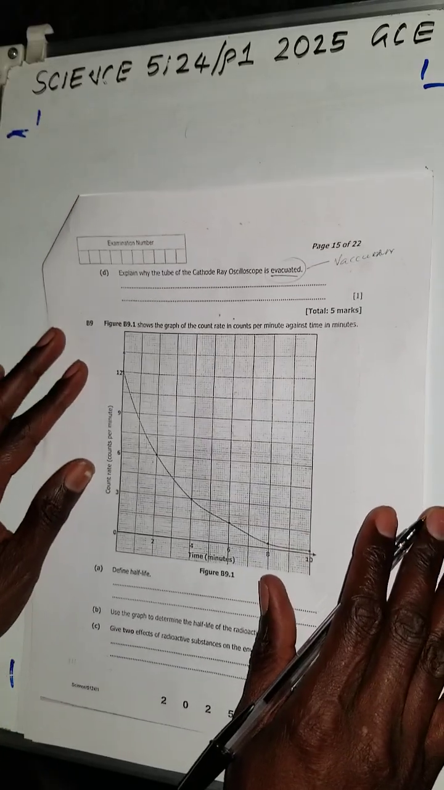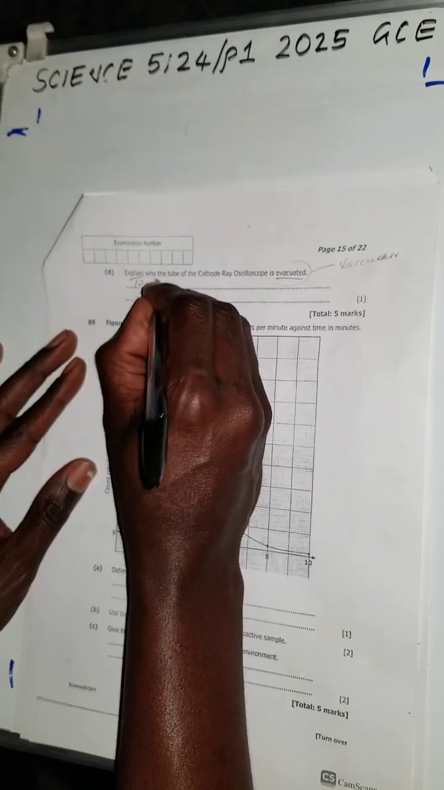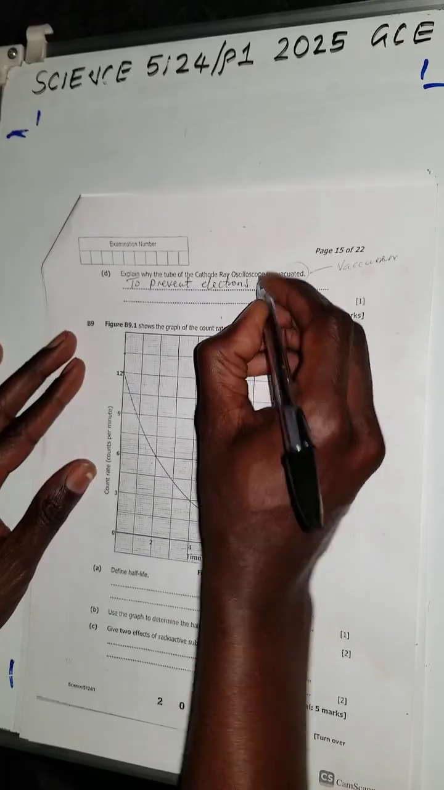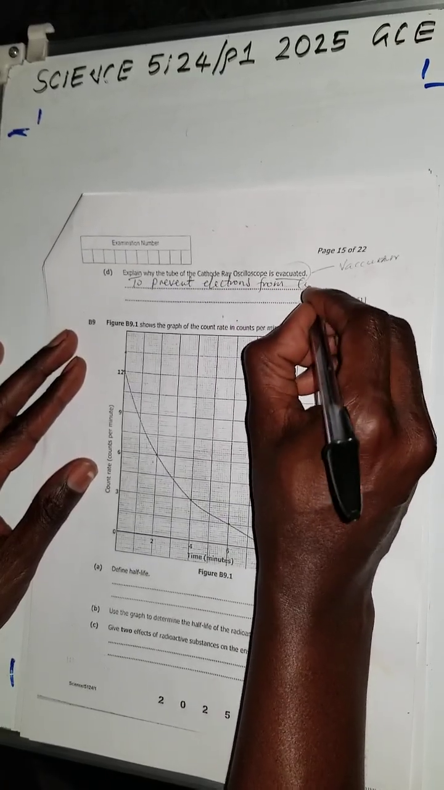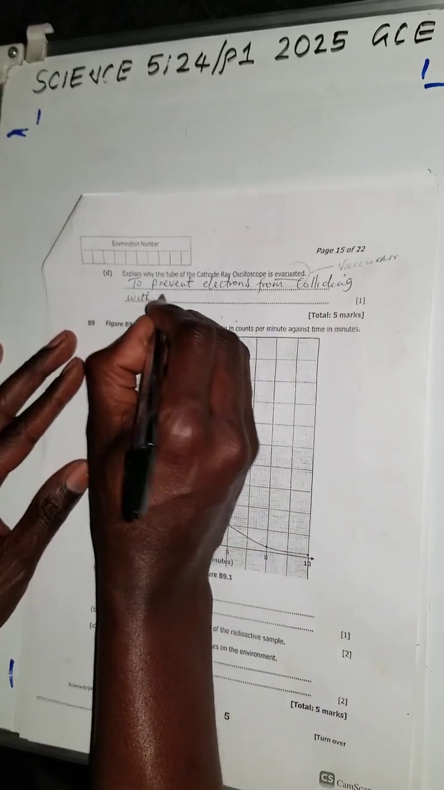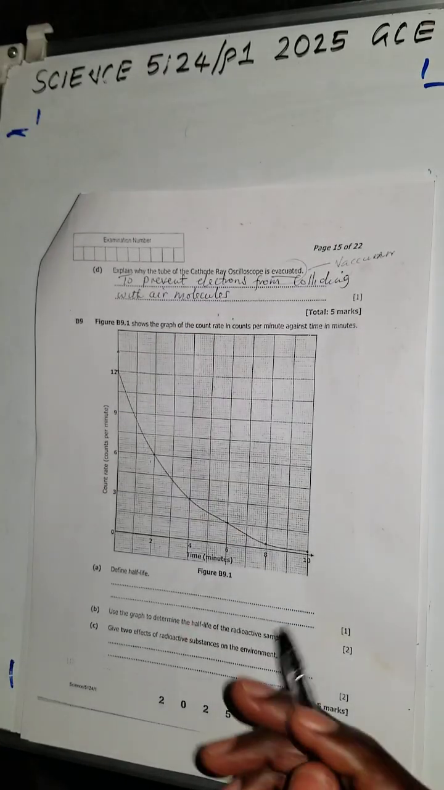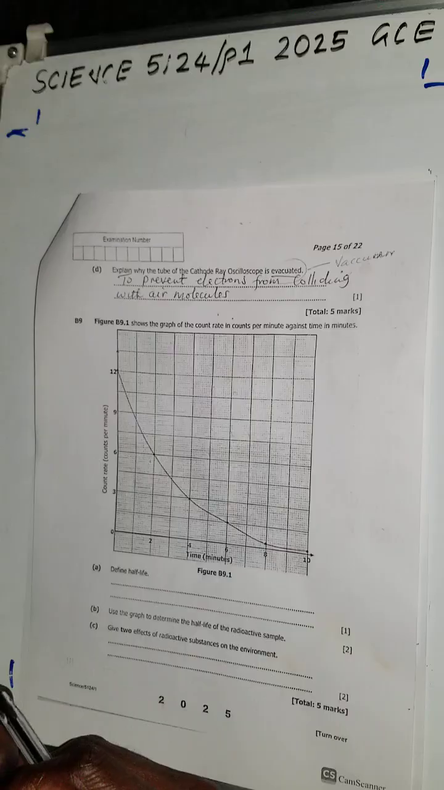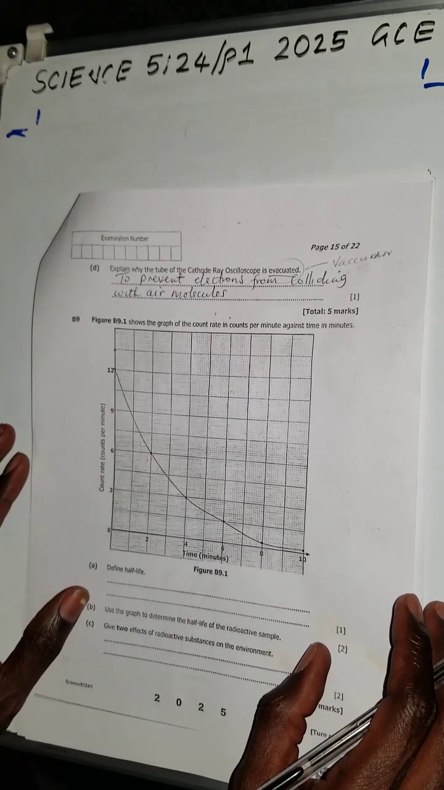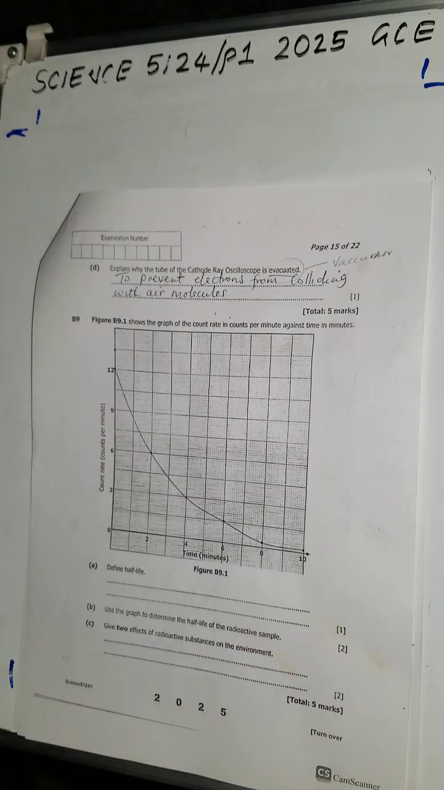So the reason why the tube of the cathode ray oscilloscope is evacuated is to prevent electrons from colliding with air molecules. What happens is that when the electrons collide with the air molecules, they lose energy and get reattracted back to the cathode, and hence this effect of thermionic emission will not take place. So we want to prevent electrons from colliding with the air molecules.